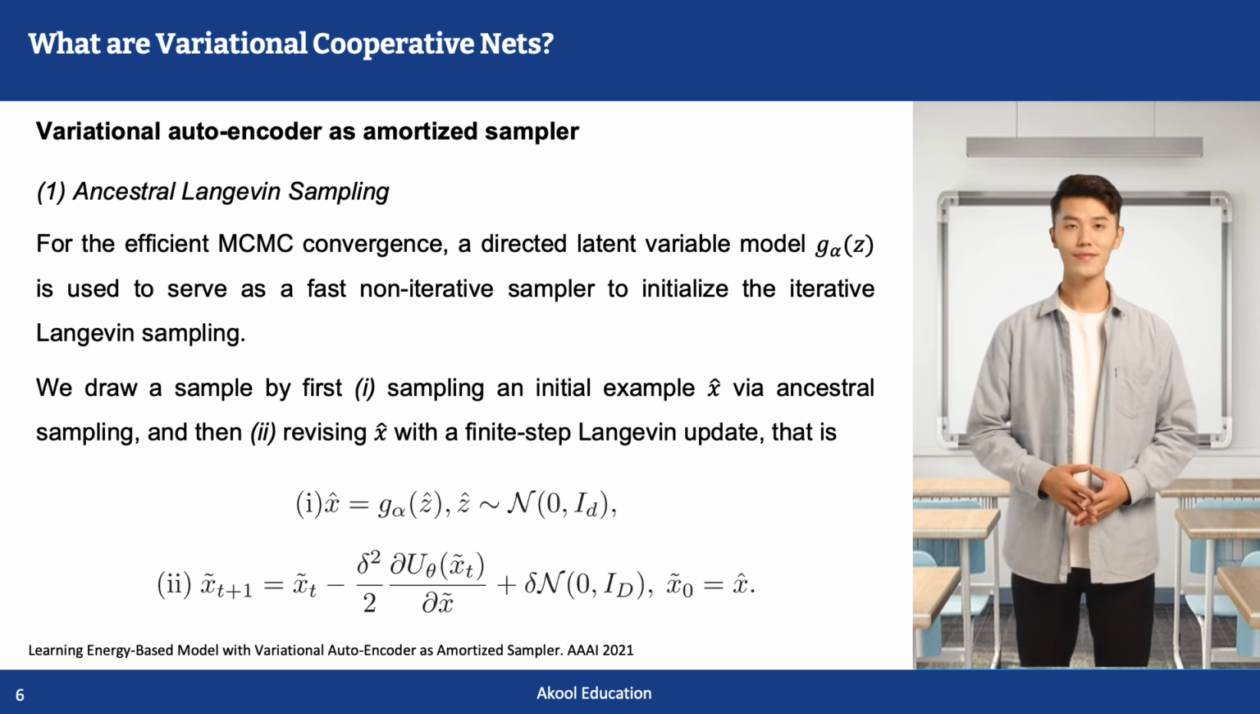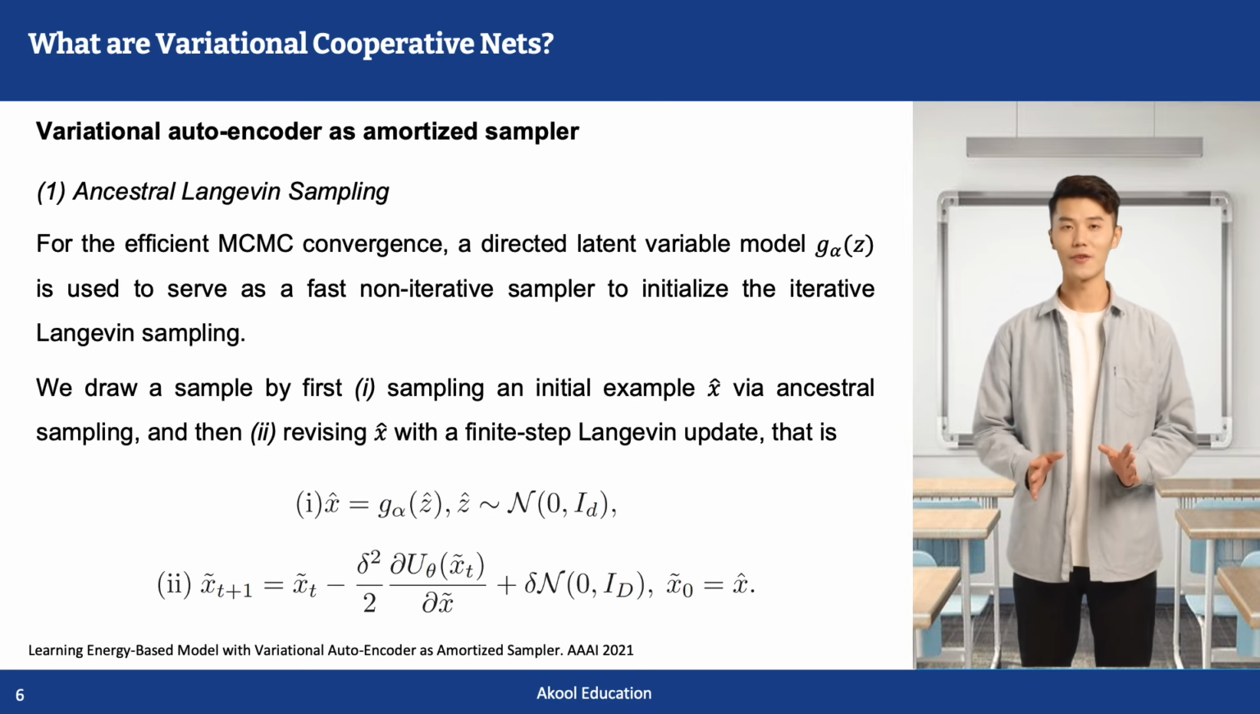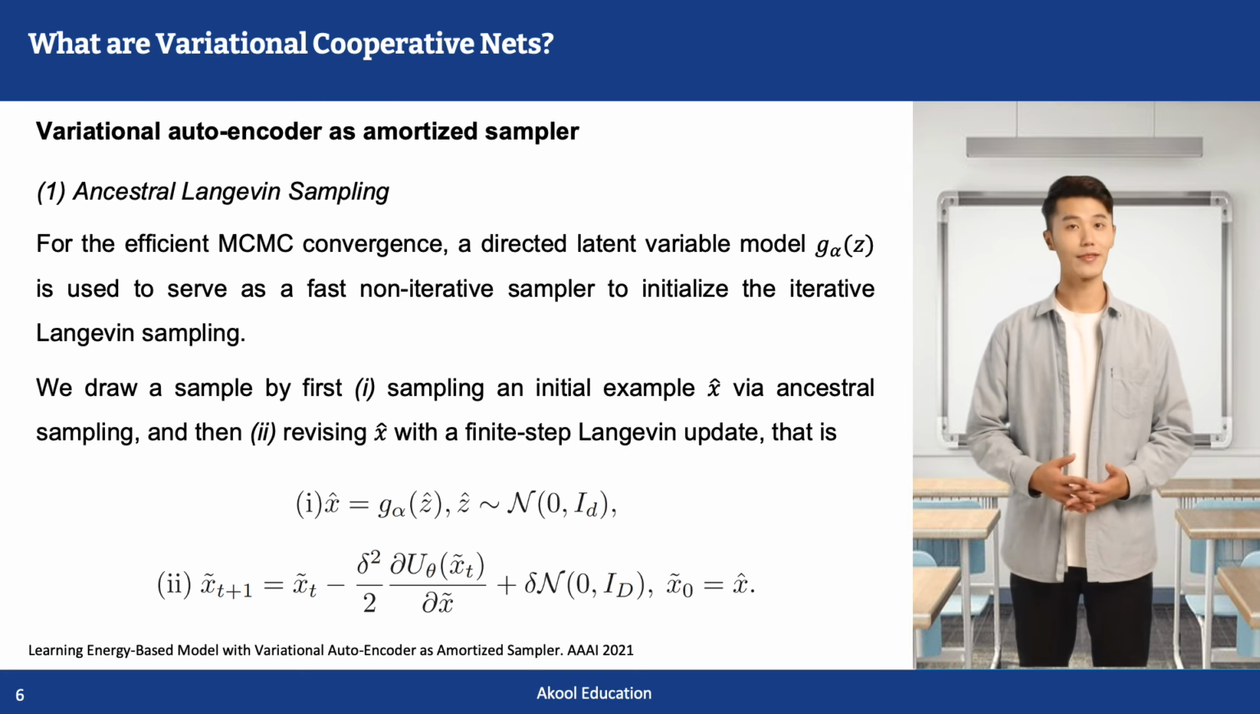The variational autoencoder serves as an amortized sampler in this framework. It generates initial examples, or ancestral samples, from latent variables, providing a starting point for Langevin refinement by the energy-based model. This step is called ancestral Langevin sampling.